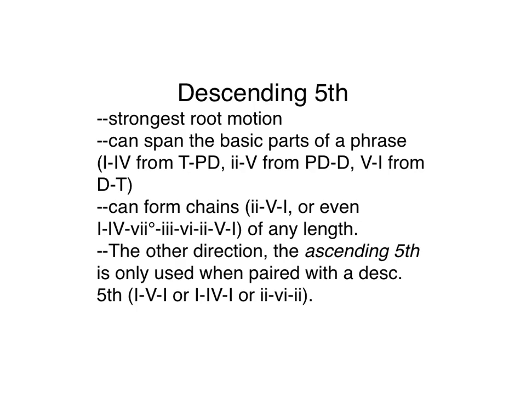The descending fifth is the strongest root motion. It can span the basic parts of the phrase. For example, 1 to 4 can go from tonic to predominant. 2 to 5 can go from predominant to dominant. 5 to 1 can go from dominant to tonic. And these can form chains, 2 to 5 to 1, or even the entire octave, 1, 4, 7, 3, 6, 2, 5, 1, and end up right where I started.